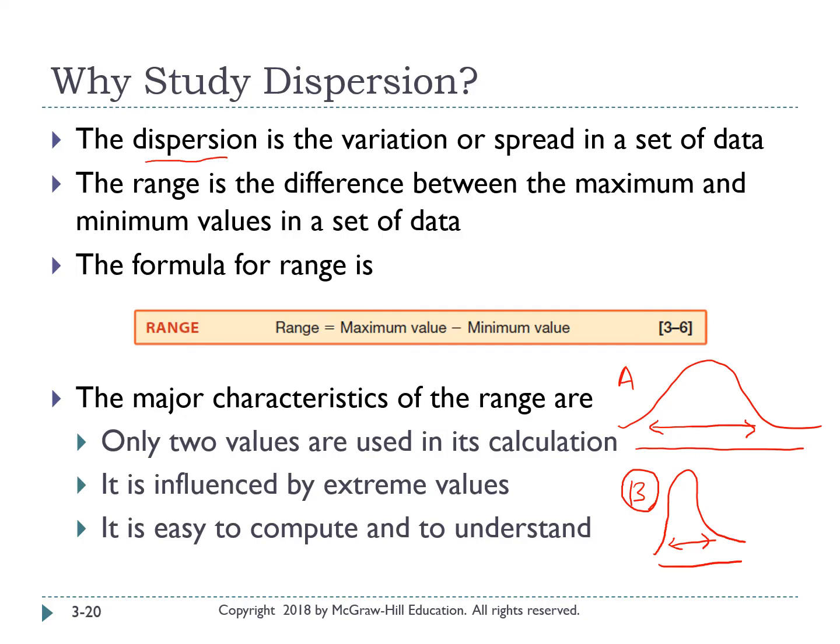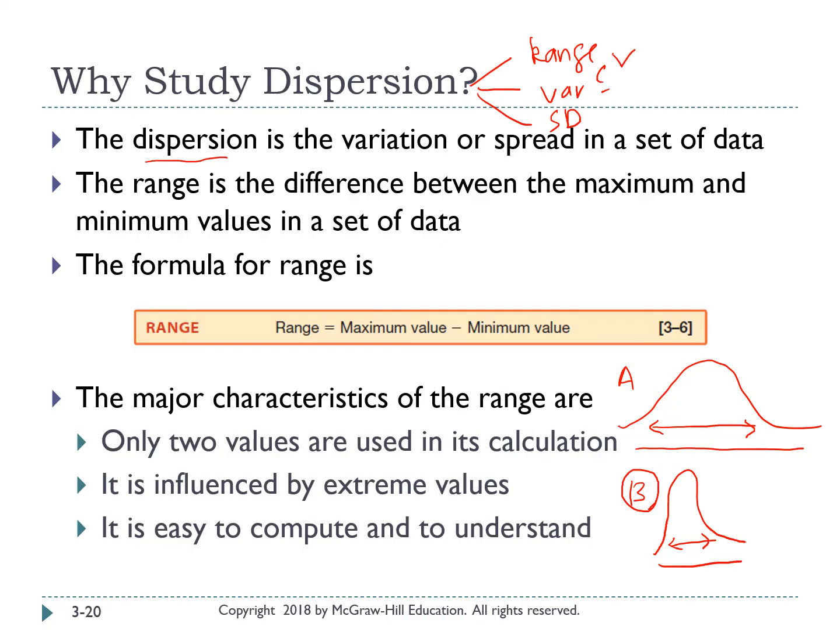You don't want to have large dispersion, because dispersion, or variation, means you are making large error. So you will choose B over A. Okay. So in dispersion, we are going to have a few methods. The first one is range, and we can also have variance, and the last one is standard deviation.